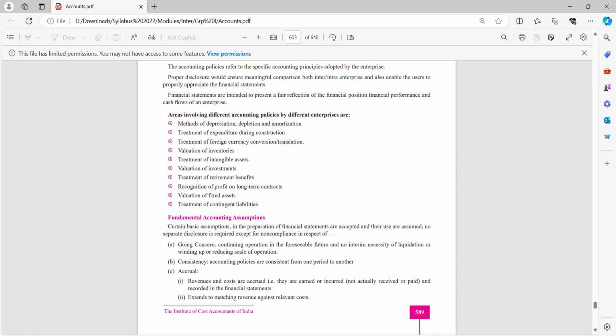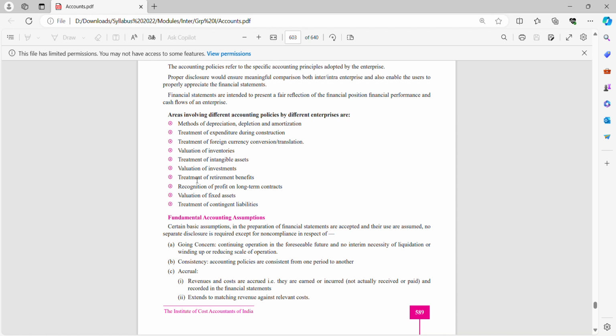I am not there, but still the company will be there. Continuing operations in foreseeable future and no interim necessity of liquidation or winding up or reducing scale of production. That is going concern. There is no requirement of winding up of the company or liquidation of the company or scaling down of operations. Consistency. Accounting policies are consistent from one period to another. They don't change. They are the same.